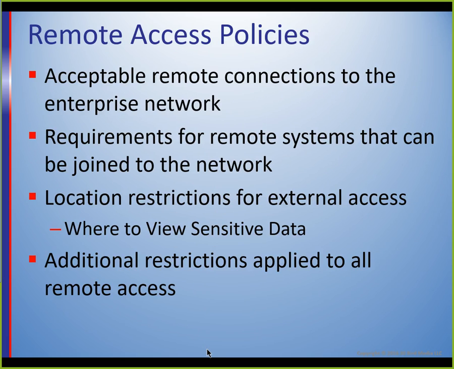Acceptable remote connections to the enterprise, the remote access policy. How are we going to connect remotely to the network? What are we going to allow? Requirements for remote systems that can be joined to the network. This is the network access control that we have. Check to be sure that you've got an antivirus. Check to be sure that your Windows updates are up to date. Those kinds of things before they can join the network.